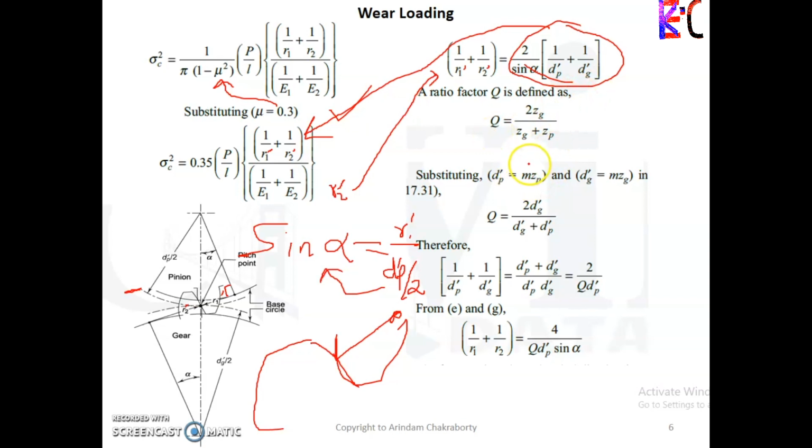The module shows it in terms of dp, the pitch diameter, and the number of teeth, and Q shows it in terms of the ratio of the number of teeth. So the thing is the same. They said okay, fine, let us substitute, so they substituted and found this one and this one over here.